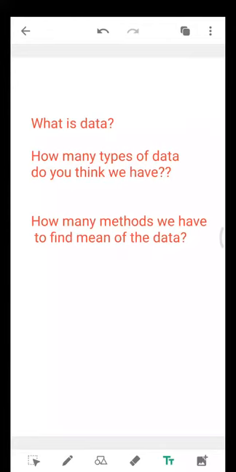Here are some questions for you on the screen. What is data? How many types of data do you think we have? And how many methods do we have to find the mean of the data? So we'll be answering these questions in today's session.